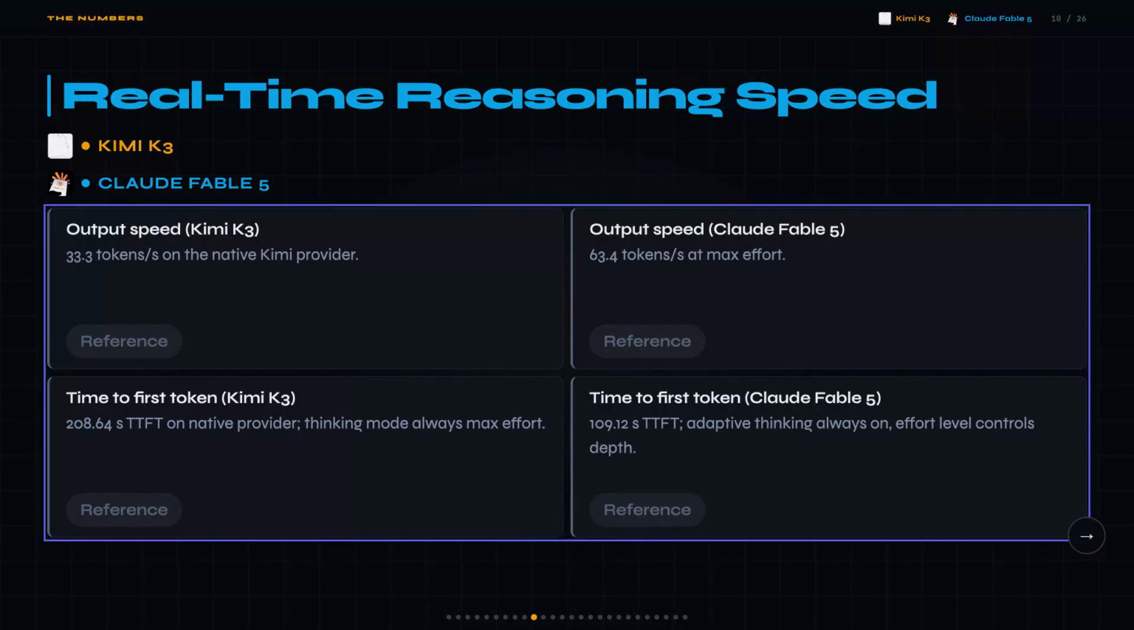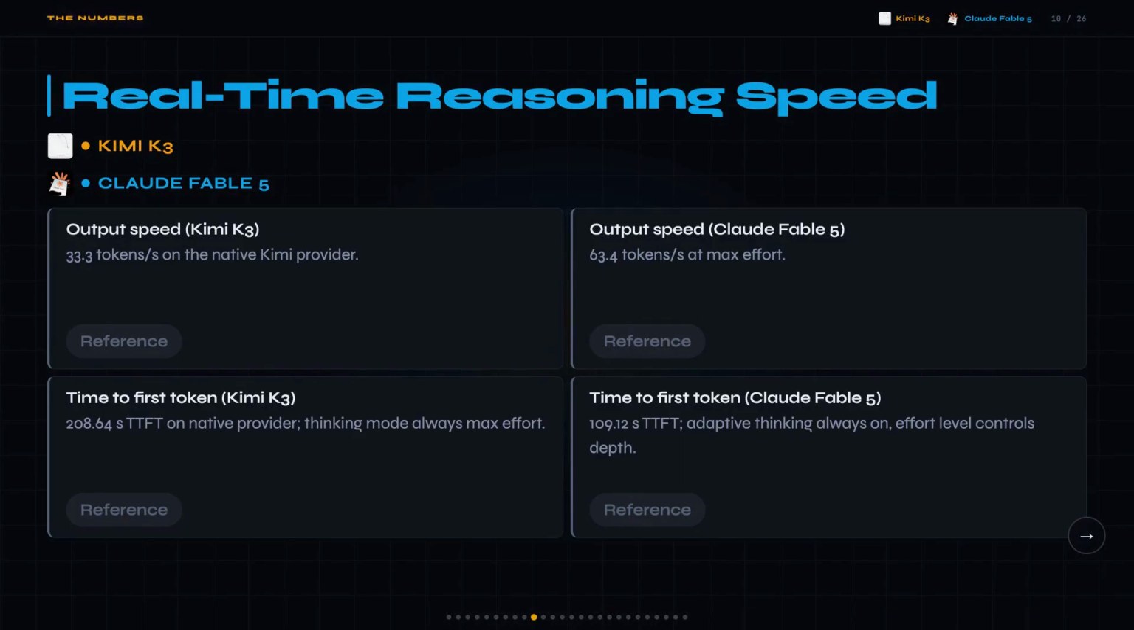Claude Fable 5 pumps out 63.4 tokens per second. Kimi K3 on its native provider, 33.3 tokens per second, nearly half the speed. Time to first token tells the same story. 109 seconds for Fable 5, 208 seconds for Kimi.